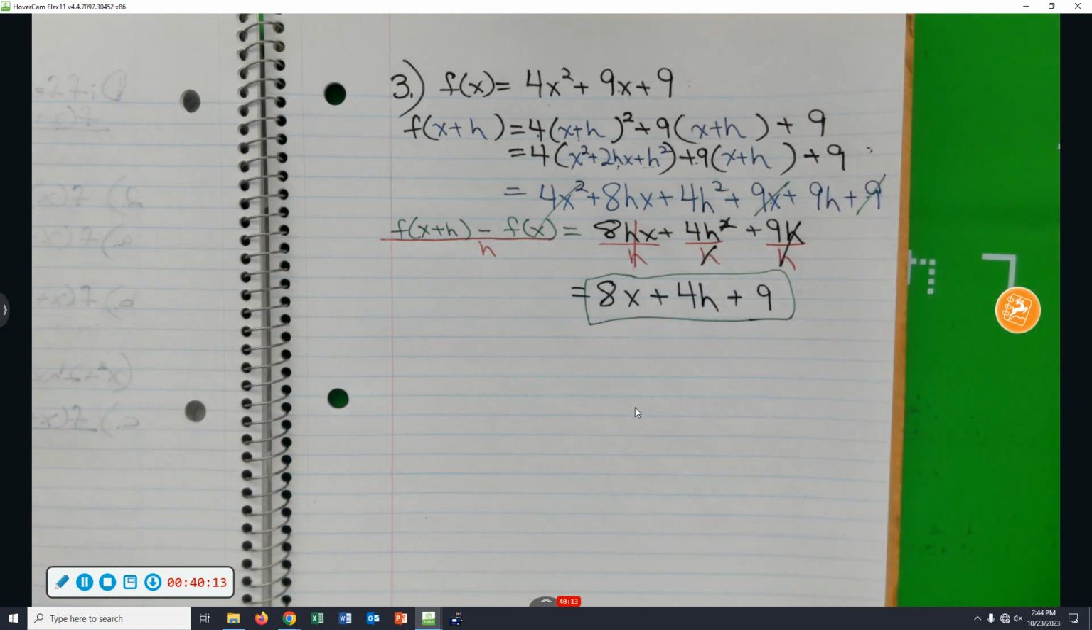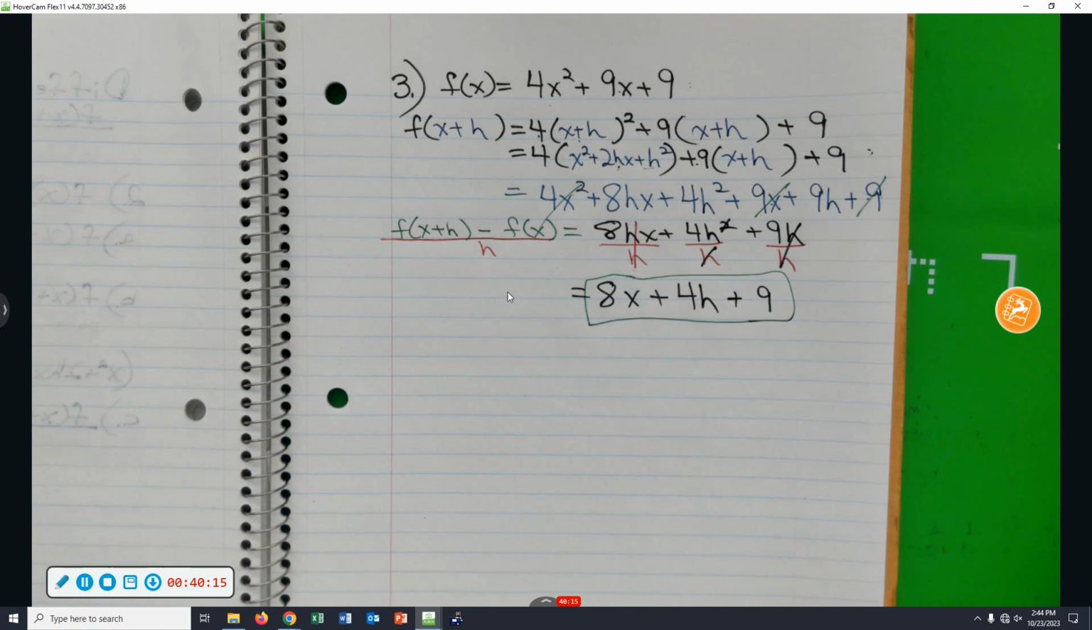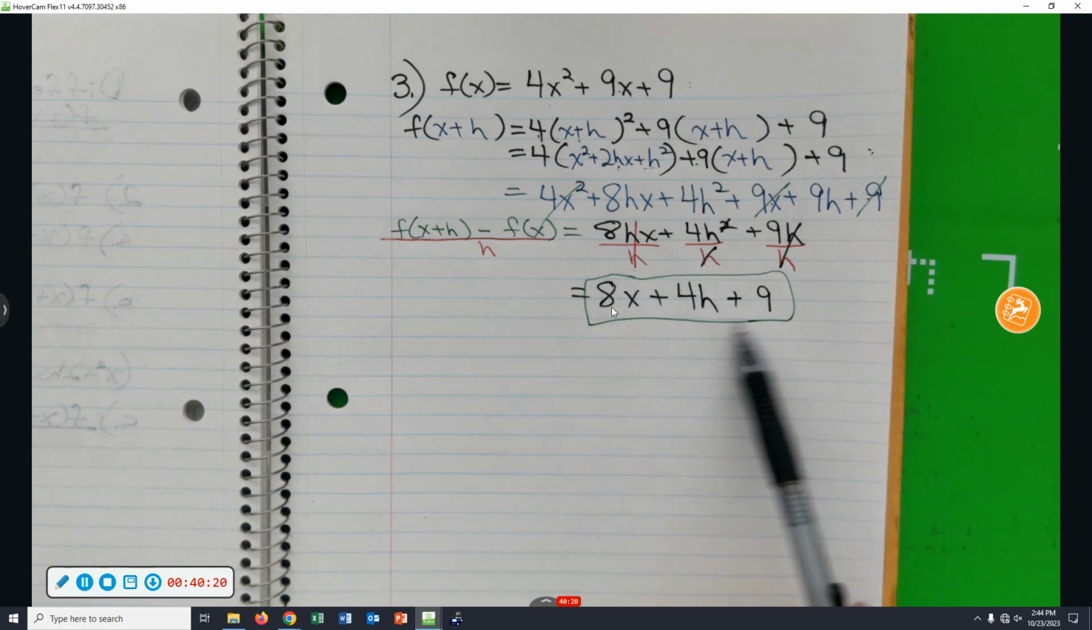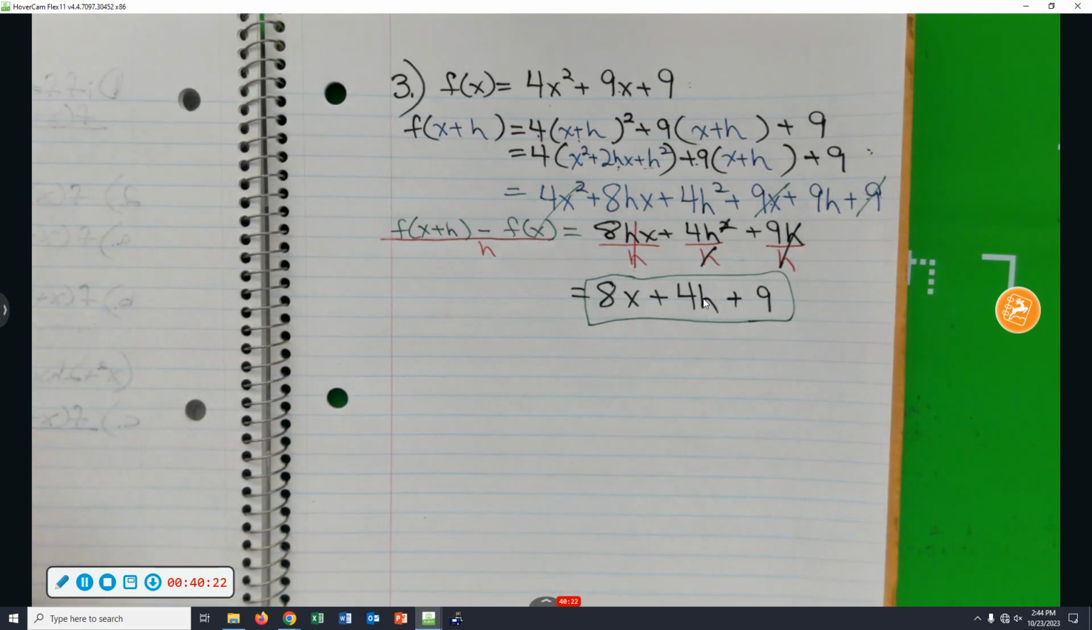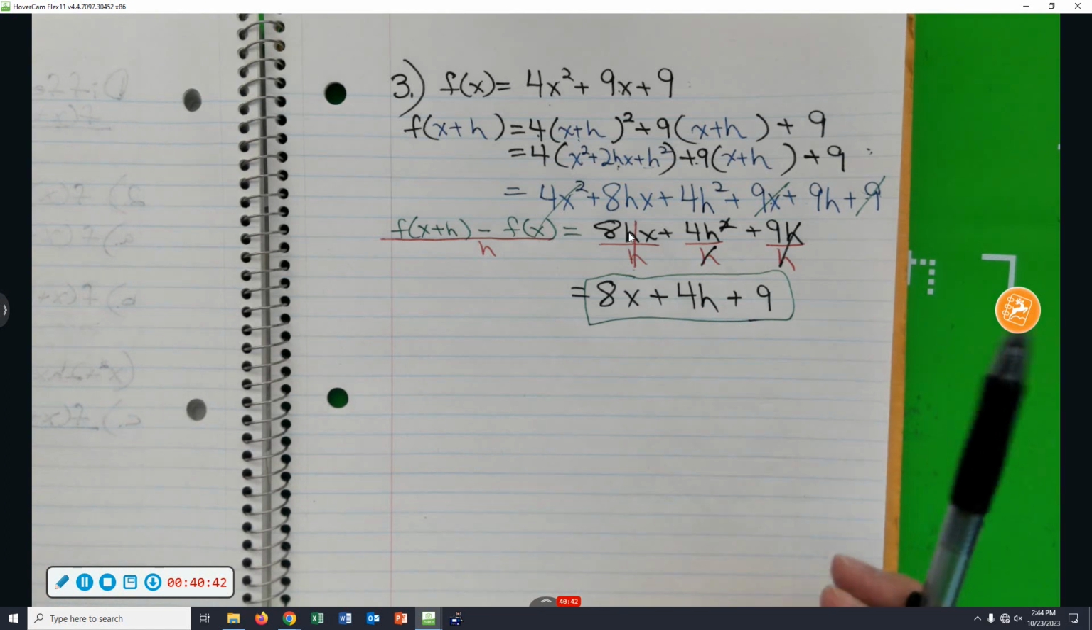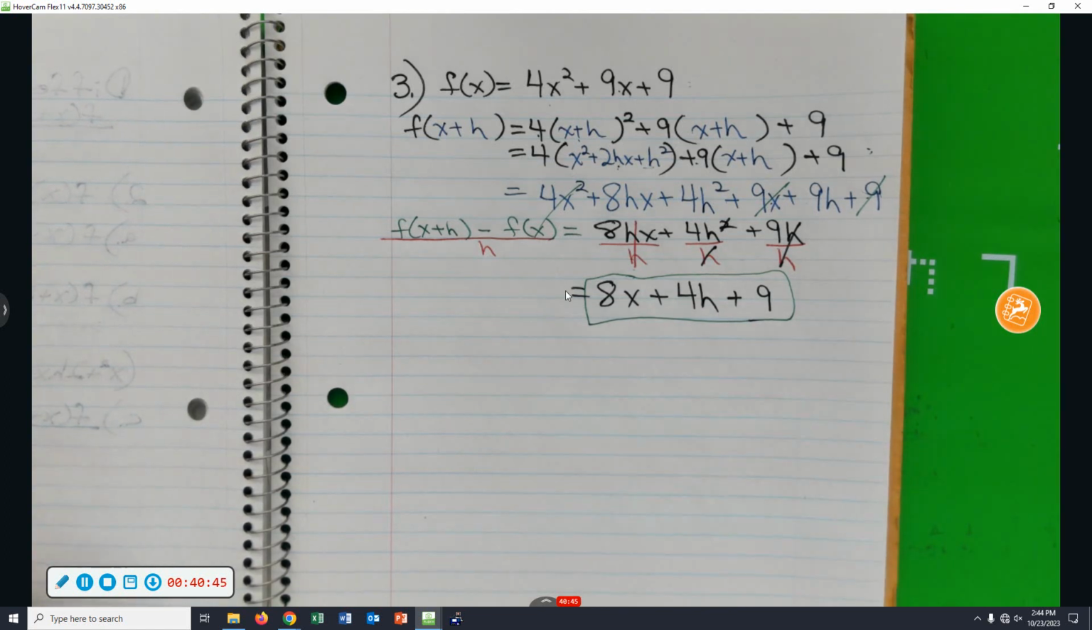by h. If this were a calculus environment, we'd then start asking ourselves, what happens to the value of this as the h value gets closer and closer to 0? But we don't have to worry about that. All we need to do is simplify difference quotients. We have a 3-step process for finding difference quotients in this class. In Calculus 1, there's a 4-step process, having to ask yourself what happens as h goes to 0. But we don't have to worry about that. 8x plus 4h plus 9.